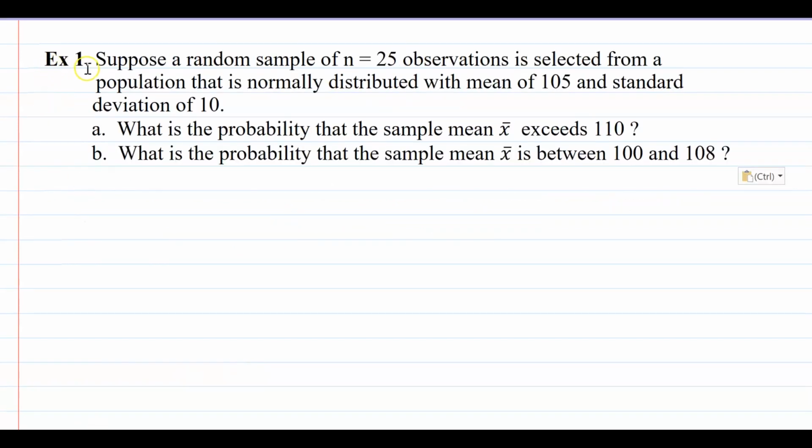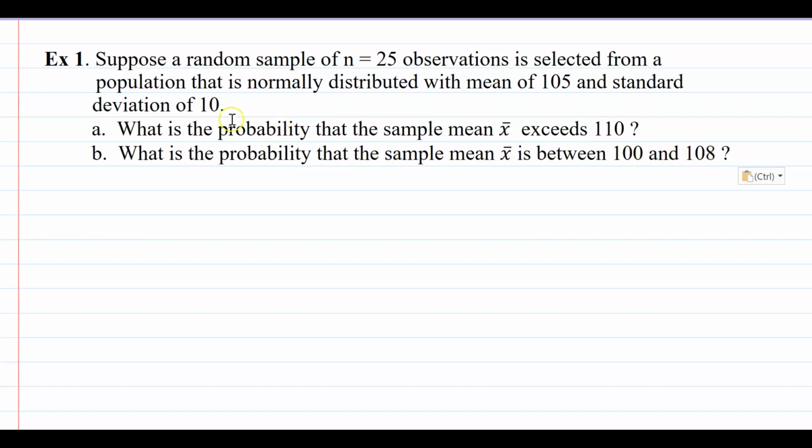Here is example 1. Suppose a random sample of n equals 25 observations is selected from a population that is normally distributed with mean of 105 and standard deviation of 10. Question A. What is the probability that the sample mean x bar exceeds 110? Question B. What is the probability that the sample mean x bar is between 100 and 108?